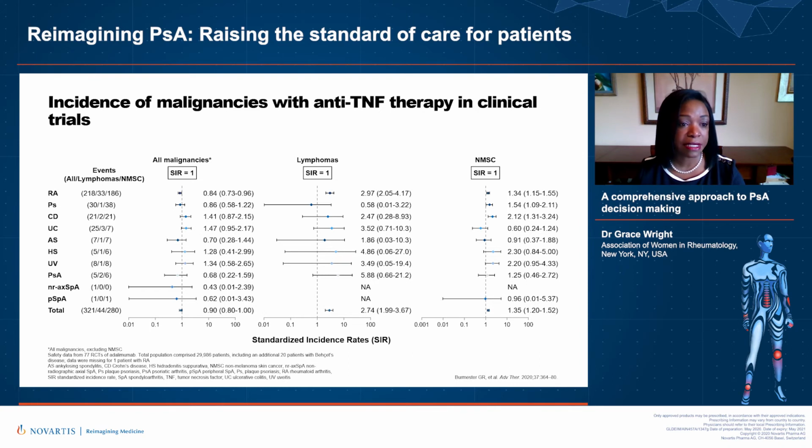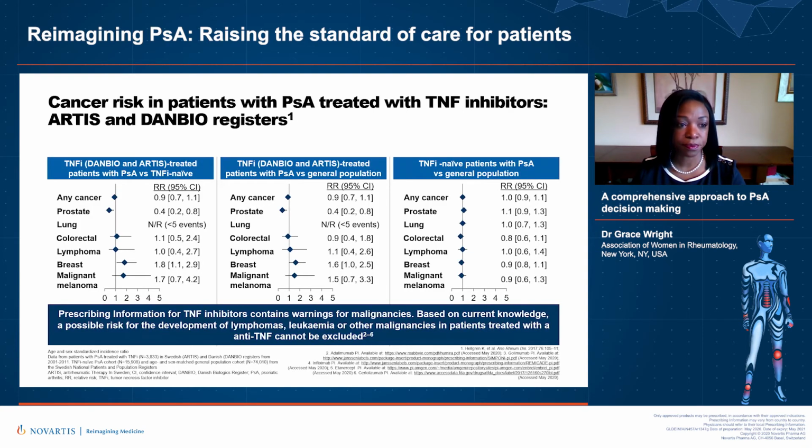Malignancies also are always a concern for us. And here we're looking at the incidence of malignancies with anti-TNF therapy in clinical trials across multiple indications. And this goes back again to the adalimumab data set. And we see here that for all malignancies, the standard incidence rate was 1. For lymphoma, it was also 1. And for non-melanoma skin cancers, it was 1. So there's some variability, but all of these lines cross the 1 line, and so there's no increase in the standard incidence rates.